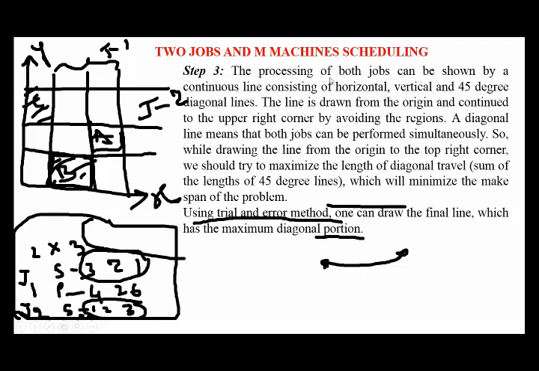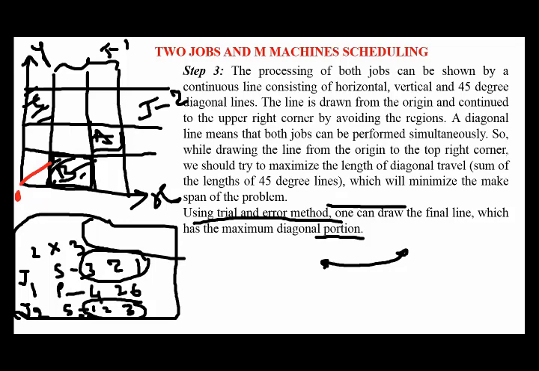And here we are going to draw a diagonal line with an angle of 45 degrees. The line is drawn from the origin and continued to the upper right corner by avoiding the regions. It means they simply tell us to draw a diagonal line with an angle of 45 degrees from the origin. So here I am going to draw the line from the origin. This is the origin. I am going to draw a 45 degree line and it touches the block B here.